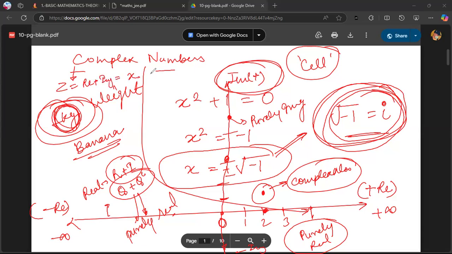Real number represented by x, with iota being the unit and y being the imaginary part here. Iota is the unit of the imaginary part and x is the real part of the number. So it's just to give you an understanding of what complex numbers are. We are going to discuss this in more detail when we learn this chapter. It's a distinguished chapter. Whatever I told you, is that clear? Yes, sir.